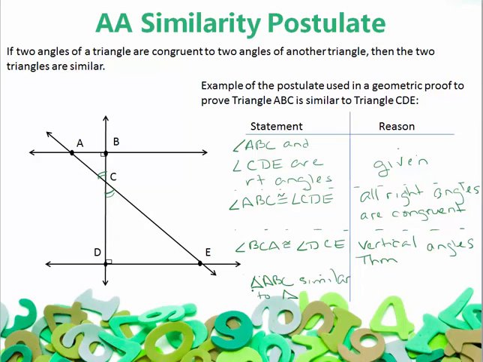So now we can say that triangle ABC is similar to triangle EDC. And I was careful here how I labeled these because the angles have to match up. A is similar to E, B is similar to D, and C is similar to C. And how do I know that? Well, it's called the angle-angle similarity postulate. So I've now proven that these two triangles are similar.